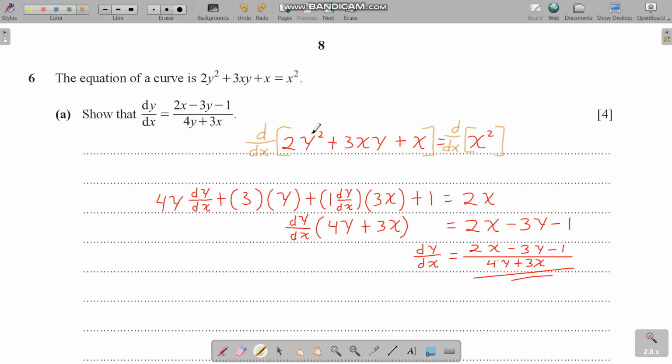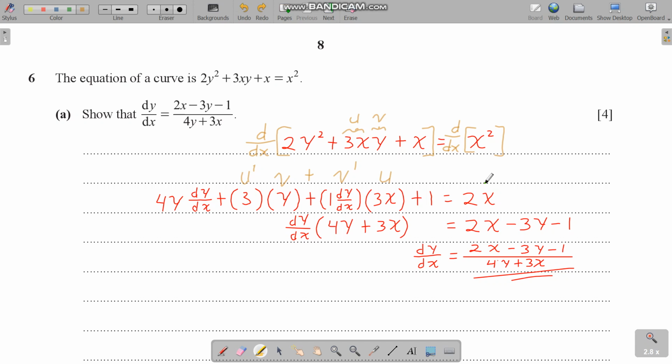Okay, implicit differentiation concept. Now for the 3xy, we have to use the uv product rule. What we get is u prime v plus v prime u. If the u is 3x, the u prime is the derivative of 3x with respect to x, so it is just 3. And if the v is y, the v prime is the derivative of y with respect to x, which is just 1 dy/dx. And the derivative of x squared is just 2x as usual.